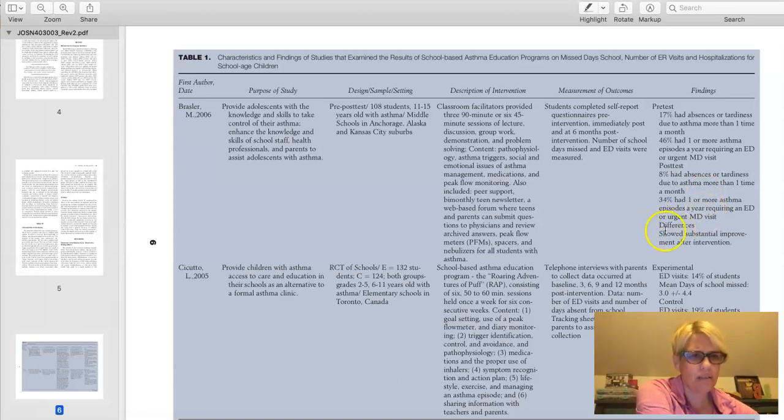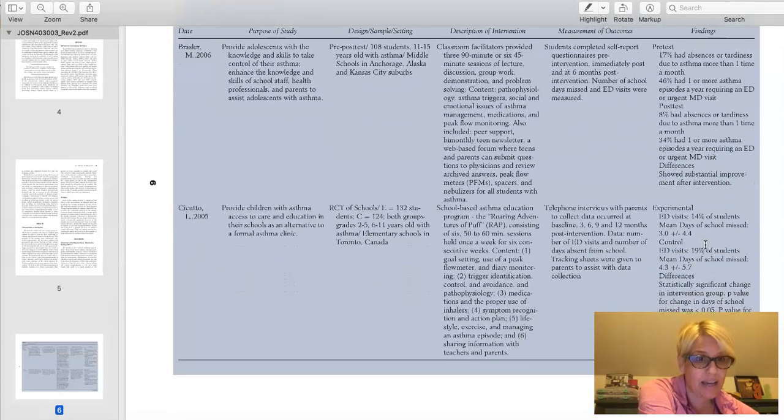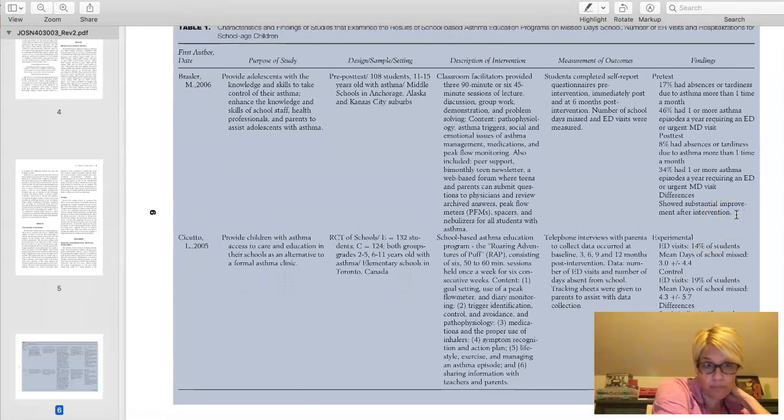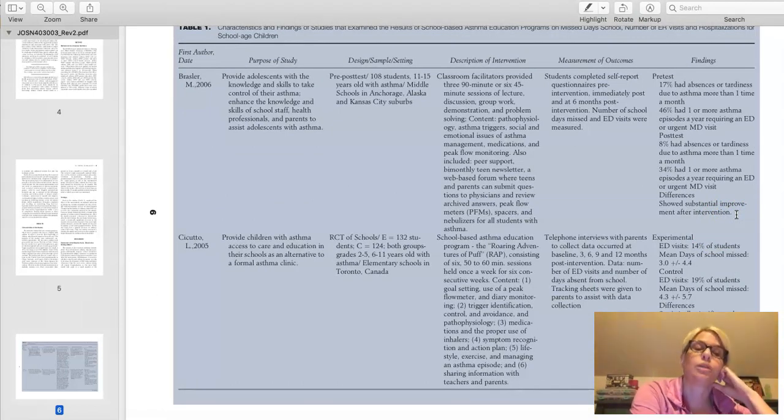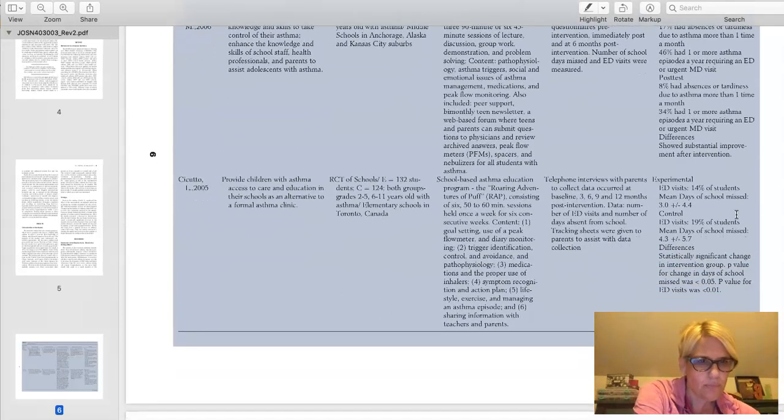So then what does this mean? Right here, it's summed up. The differences showed substantial improvement after intervention. So my only question is, I don't know if that was significant or not. It would be good, they can show substantial improvement without being significant, but was it substantial improvement that was significant? That's the only thing missing here. But they do have it right here in the next one, the next article they're summarizing here: statistically significant change in intervention group, okay? The p-value for change in days of school missed was less than 0.05, and the p-value for ED visits was less than 0.01.